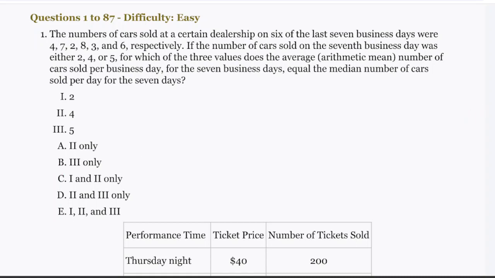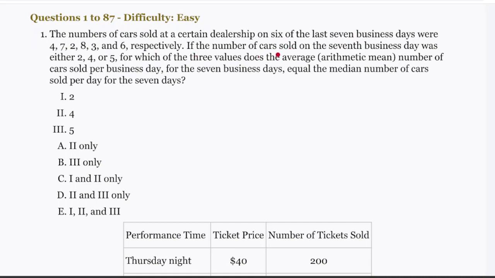What is the answer here? Is the number of cars sold. Let's understand what the question is actually. The number of cars sold at a certain dealership on 6 of the last 7 business days were 4, 7, 2, 8, 3, and 6. So these are 6 numbers, and there are 7 business days. The 7th one is not there right now, right?